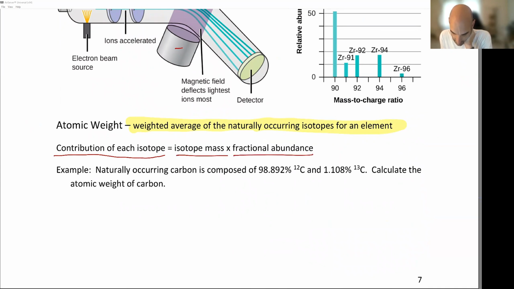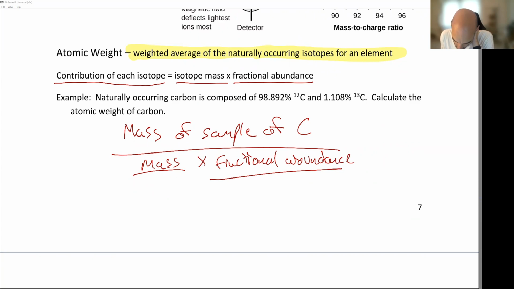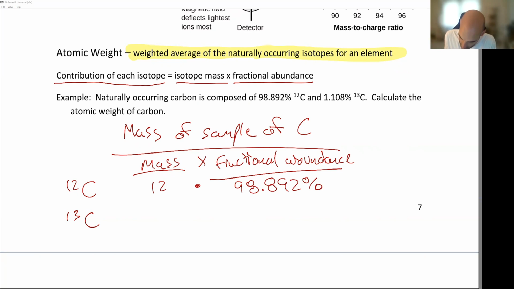So if we take a look at the mass of a sample of carbon, what we're always going to do is take the mass times the fraction, so the mass of carbon-12 and carbon-13, because those are the two we have to worry about. The mass of carbon-12 is 12 times the fractional abundance, which is 98.892%. Of course, I should turn that into a decimal, because that's what we should do.